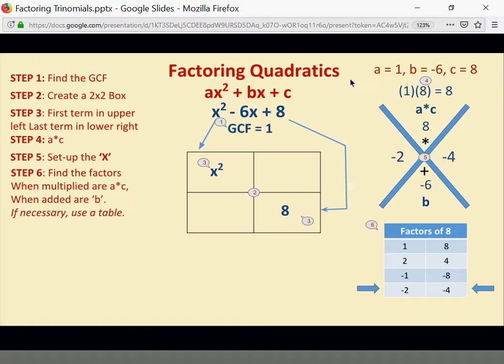Now they are my coefficients for my x term, which goes in the open squares of my 2 by 2. And it doesn't matter which one. With negative 4x in the bottom one and negative 2x in the top one, it doesn't make a difference. You do it either way.